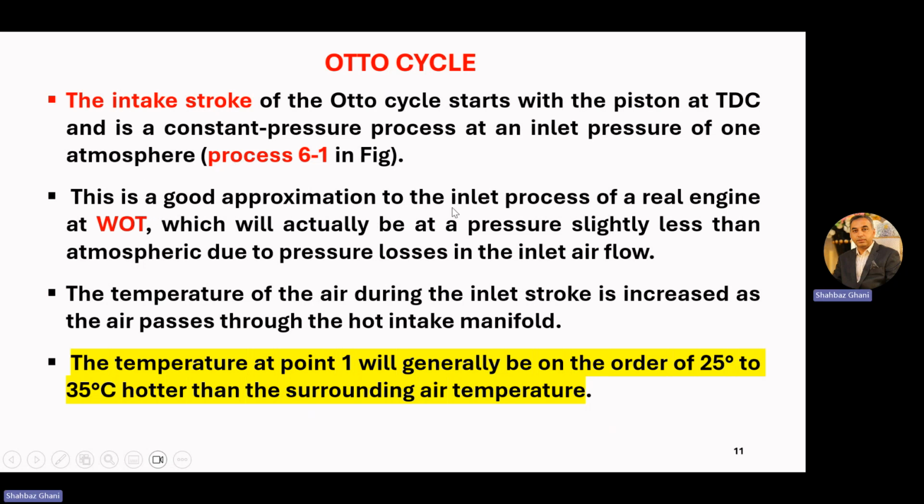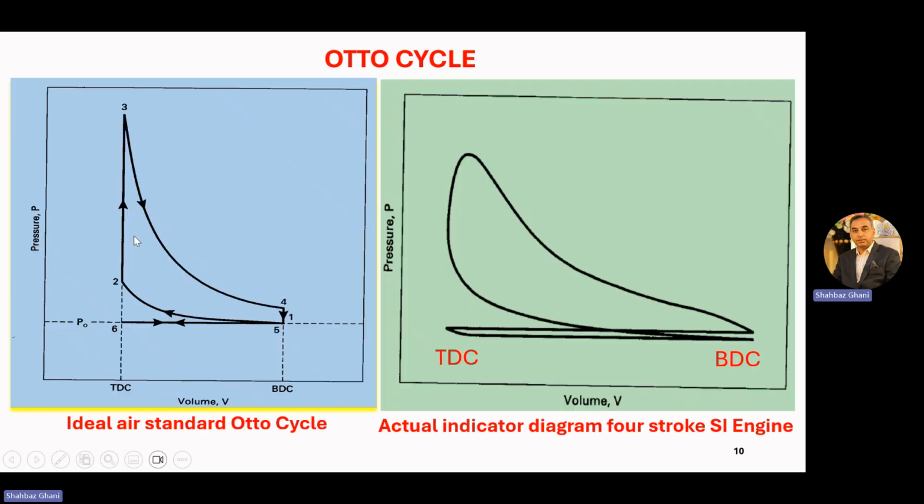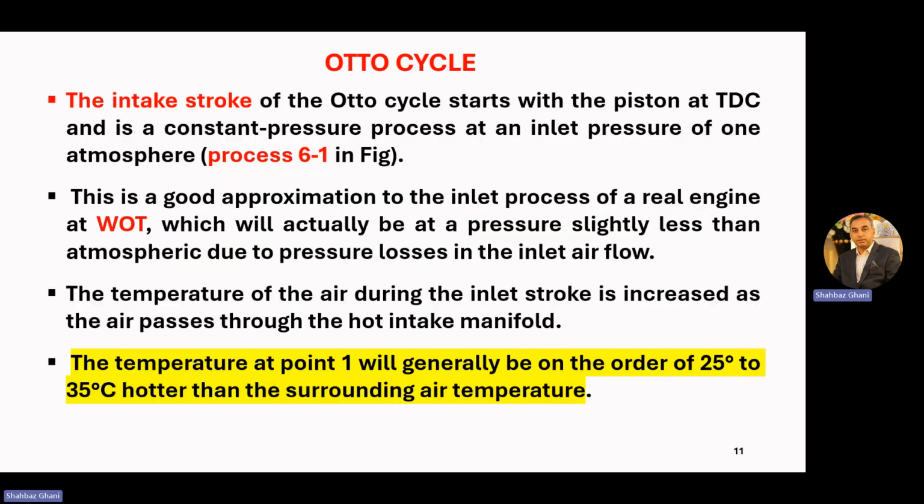This is a good approximation to the inlet process of a real engine at wide open throttle. Remember this figure? This figure is of wide open throttle. We have three conditions: wide open throttle, partially open throttle, and when we have a supercharged or turbocharged engine. So now we are talking about the ideal air standard Otto cycle with wide open throttle condition. So this is a good approximation to the inlet process of a real engine at wide open throttle, which will actually be at a pressure slightly less than atmospheric due to pressure losses in the inlet flow.